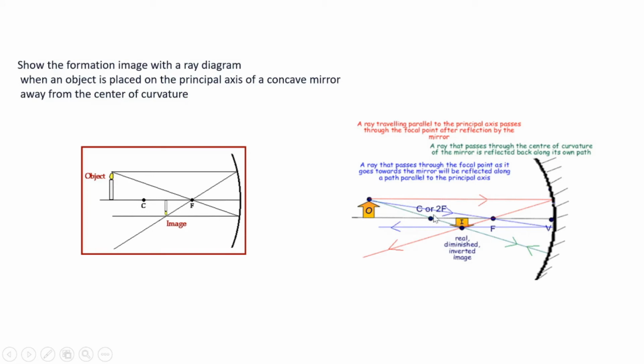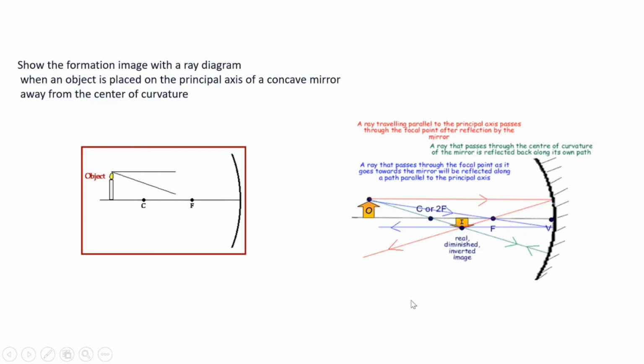Always remember like this. The first ray, the incident ray, is parallel to the principal axis and the reflected ray passes through the focal point. The second ray passes through the focal point and the reflected ray is parallel to the principal axis. The ray which passes through the center of curvature will reflect on the same path, it doesn't take any other path, it reflects back to the object.